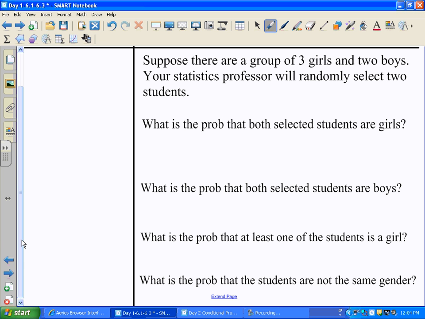That's 3 out of 5 and 2 out of 5. What do you guys like better, 3 out of 5 or 2 out of 5? 3 out of 5. Why? How many girls are in there? 3. So the chances are, if there's 5 people in the bucket, there's 3 chances out of those 5 chances that I'm reaching to pull out a girl.